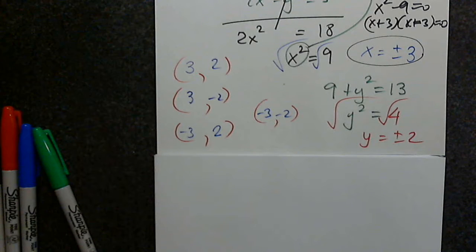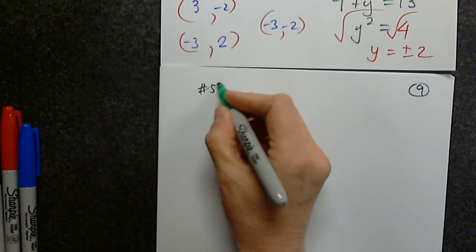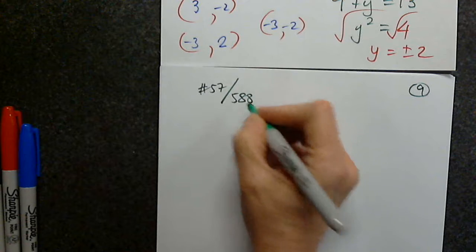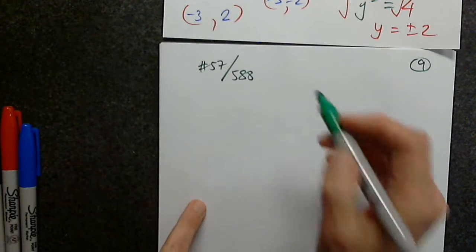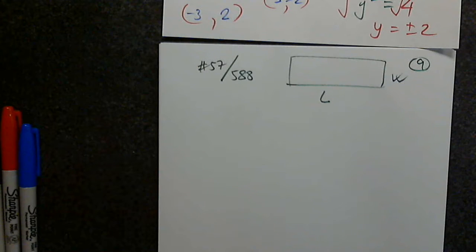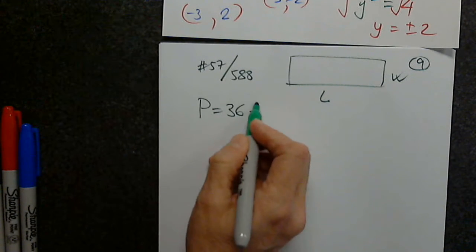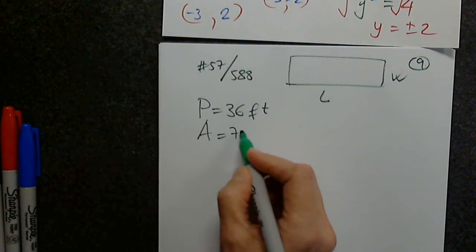Okay, so let's look at a word problem. Would you say numbers or rectangles? Rectangles, perfect. So number 57 on page 588. Find the length and the width of a rectangle whose perimeter is 36 feet and whose area is 77 square feet.